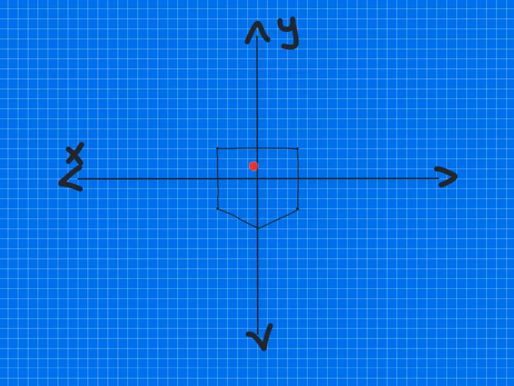Okay, so what about if we had this? They already drew it, right? We don't have any ordered pairs given to us, even though we could easily go 4, 3. For this one, negative 4, 3. For this one, negative 4, negative 3, 4, negative 3, and 0, negative 5. So it'd be really easy.